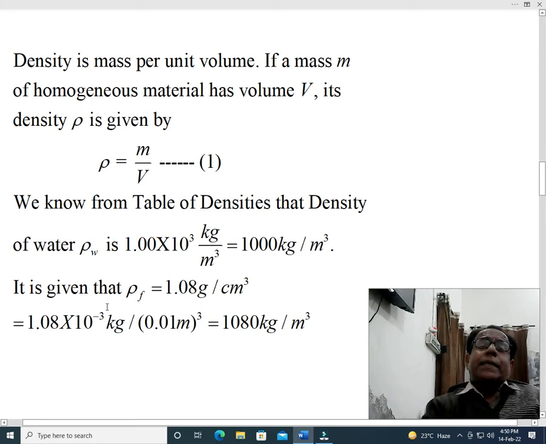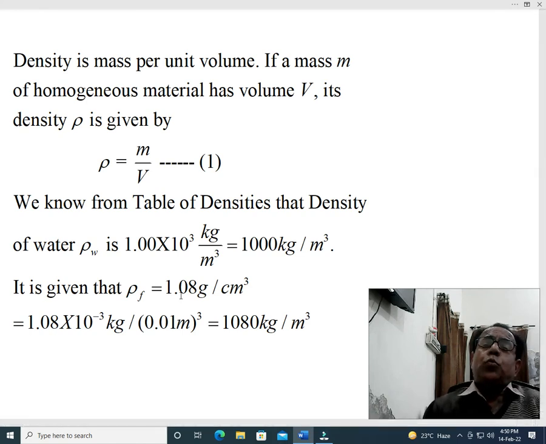It is given that density of fish, that is rho f, is equal to 1.08 gram per centimeter cube. Okay, dear students, here we can see that density of water is in kilogram per meter cube, while density of fish is in gram per centimeter cube. It does not make very much difference. However, we convert either gram per centimeter cube into kilogram per meter cube, or we convert kilogram per meter cube into gram per centimeter cube.